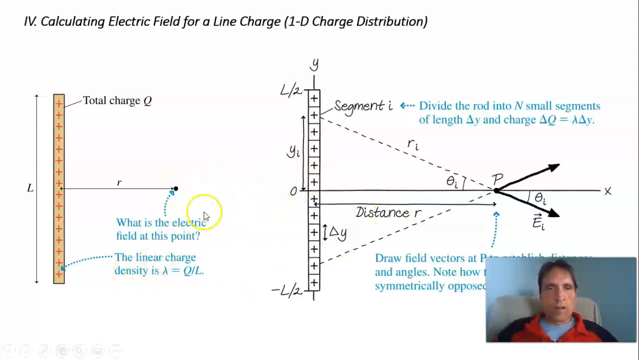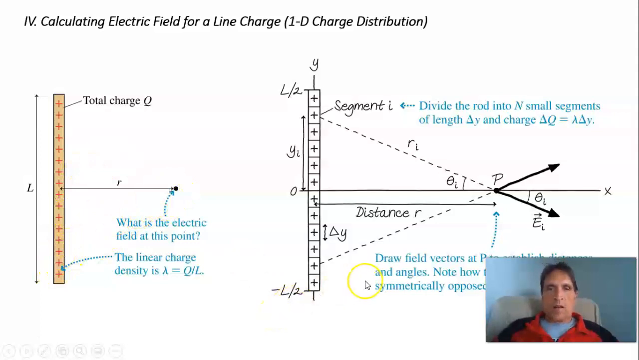So what we're going to do is break this wire up into little segments of length delta L, having a charge delta Q, and we're going to use the point charge equation for this little element to calculate the electric field contribution for this element. Then we go up to the next element, calculate the electric field due to that, and sum them all up.